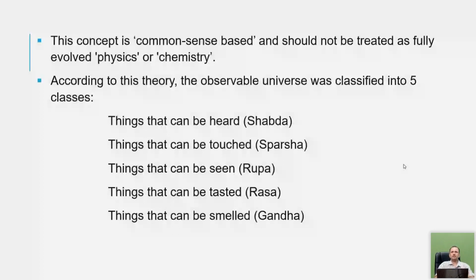According to this theory, the entire observable universe can be classified into 5 classes. Very simple. Those are things that can be heard, things that can be touched, things that can be seen, things that can be tasted, and things that can be smelled. So Shabda, Sparsha, Rupa, Rasa and Gandha. This is how the entire observable universe was classified based on the 5 sensory organs that we have.